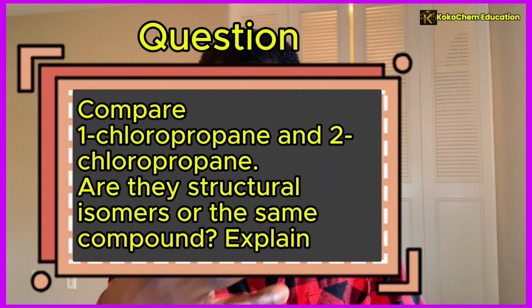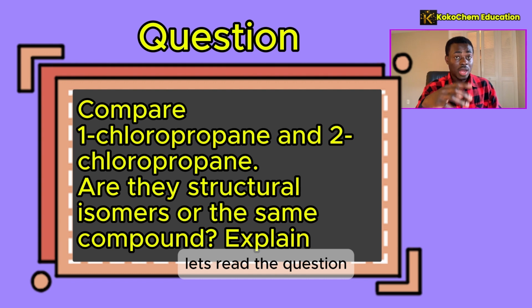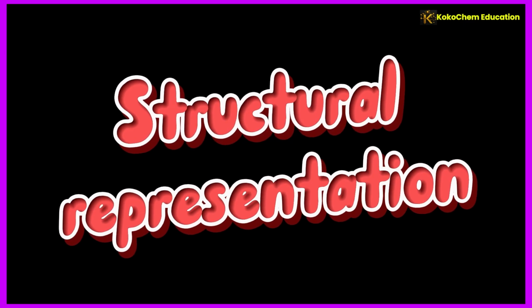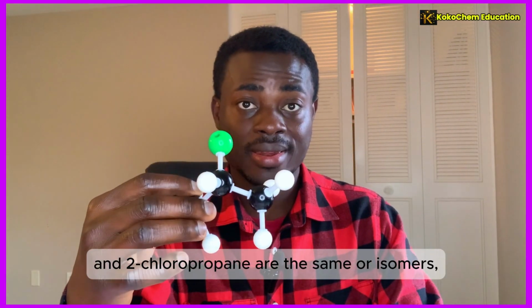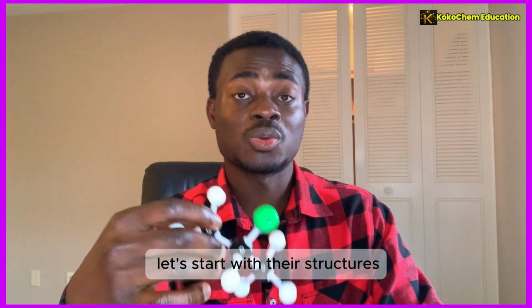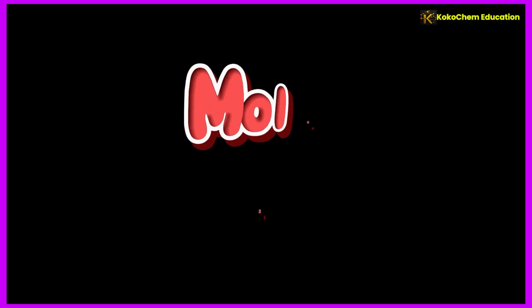We have a question we will be solving. Compare 1-chloropropane and 2-chloropropane. Determine if they are the same compound or structural isomers. Explain your choice. To find out whether 1-chloropropane and 2-chloropropane are the same, you had better start with the structural representation.